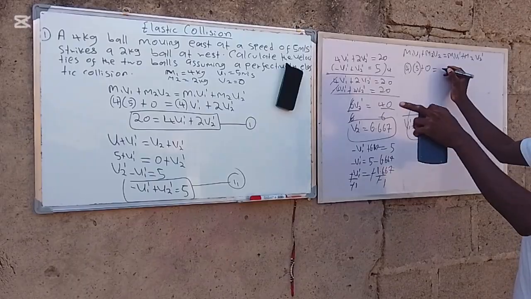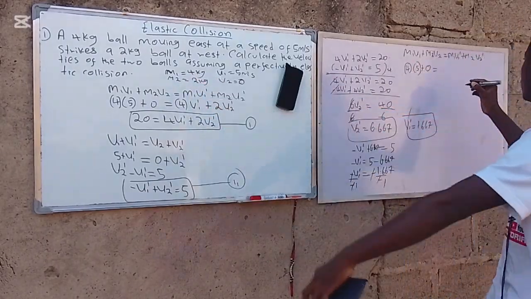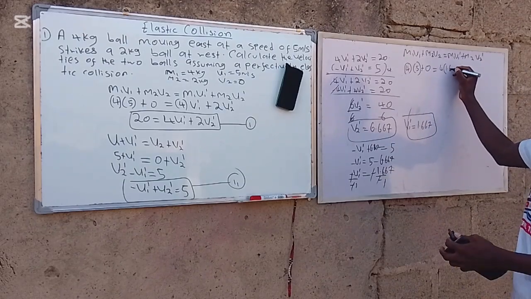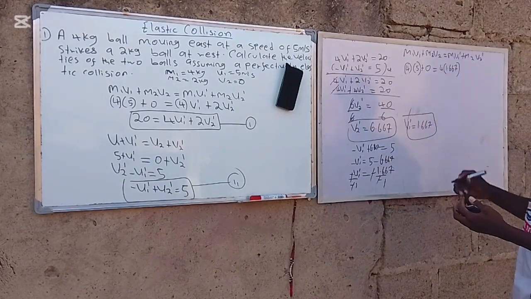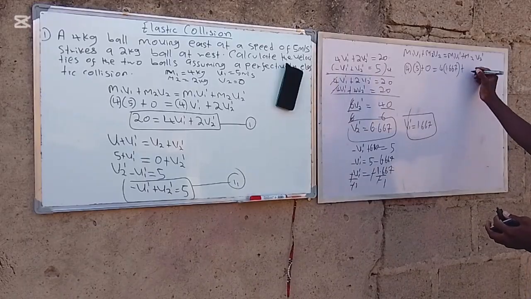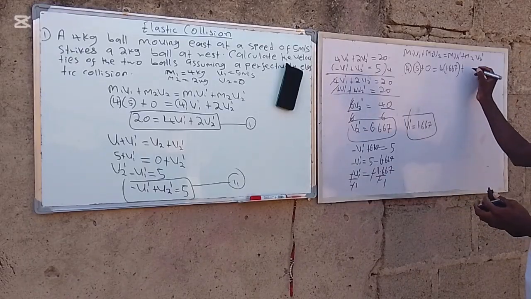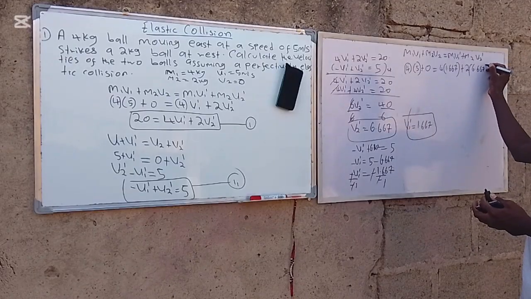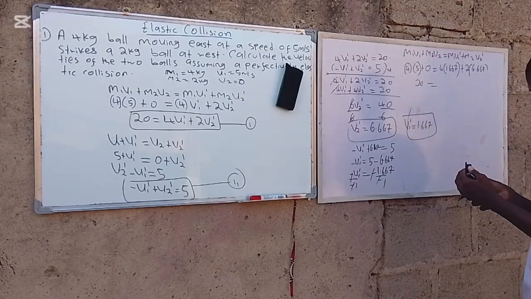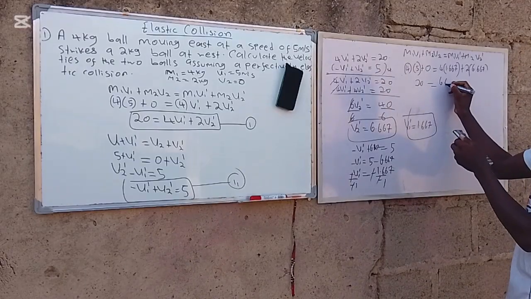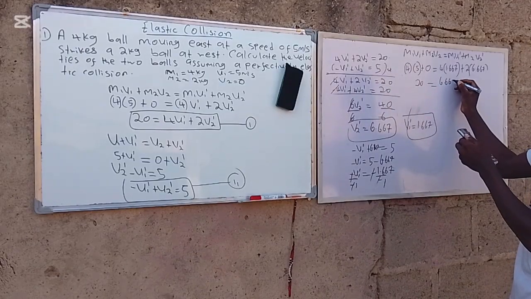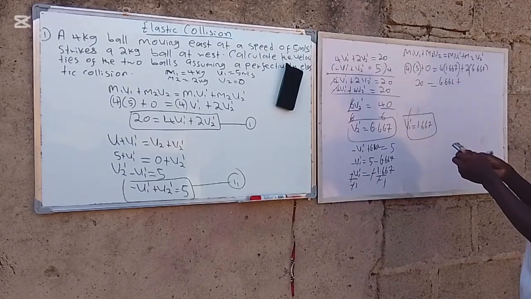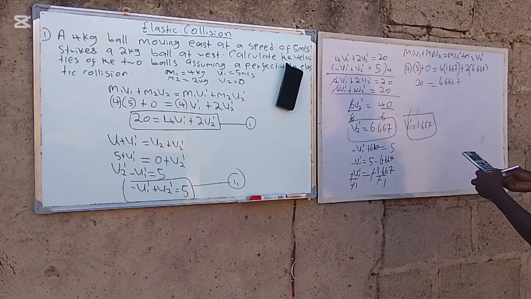m1, which is 4, multiplied by v1 prime, which is 1.667. And therefore I have to say plus m2, the value of m2, which is 2, multiplied by 6.667. So this shall now be 20, which will be equal to 6.66 plus 2 multiplied by 6.667.